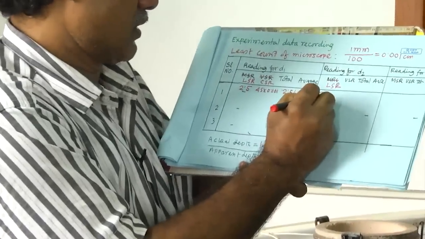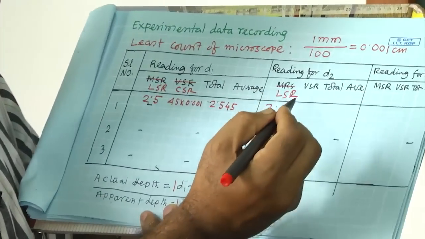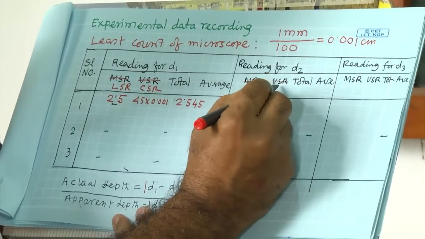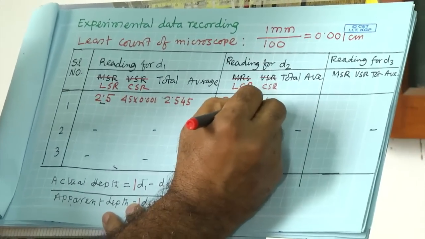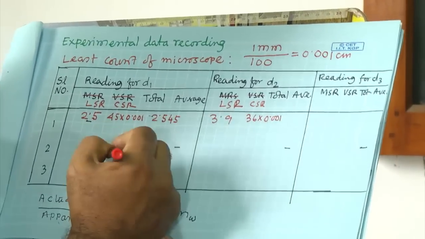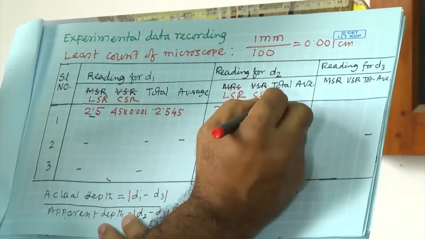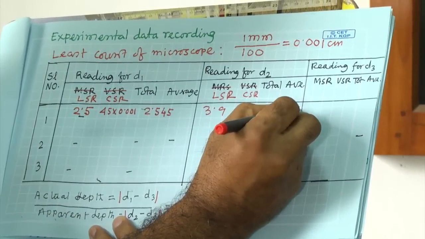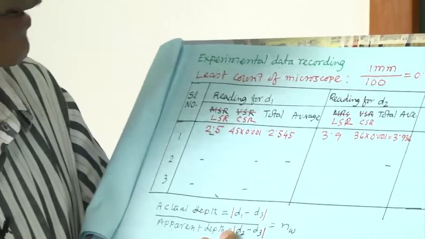3.9, and the other one is 36. I told you, 36 is the circular scale reading, 36 into 0.001, okay. So your total will be 3.936, okay.